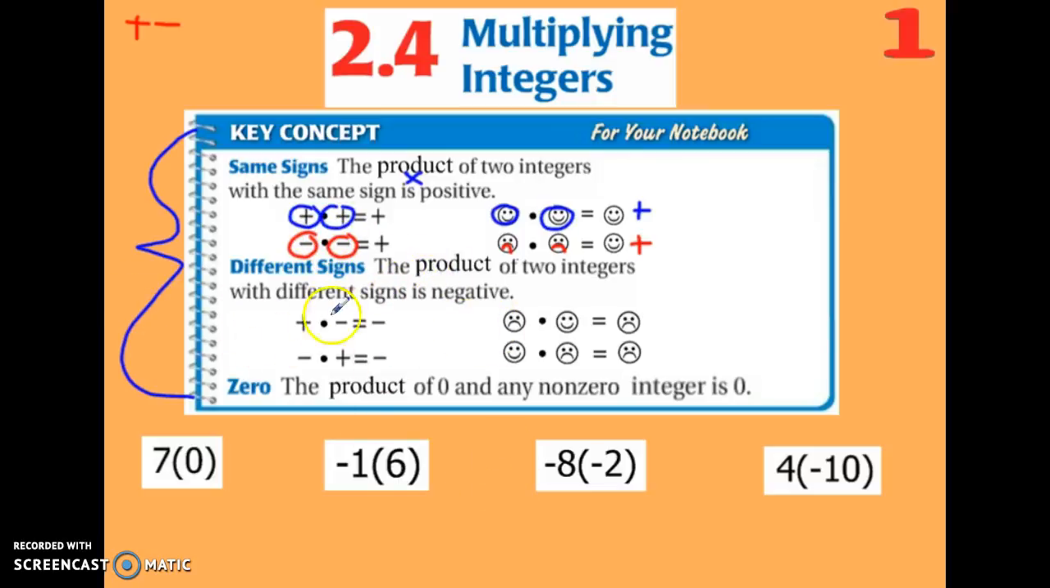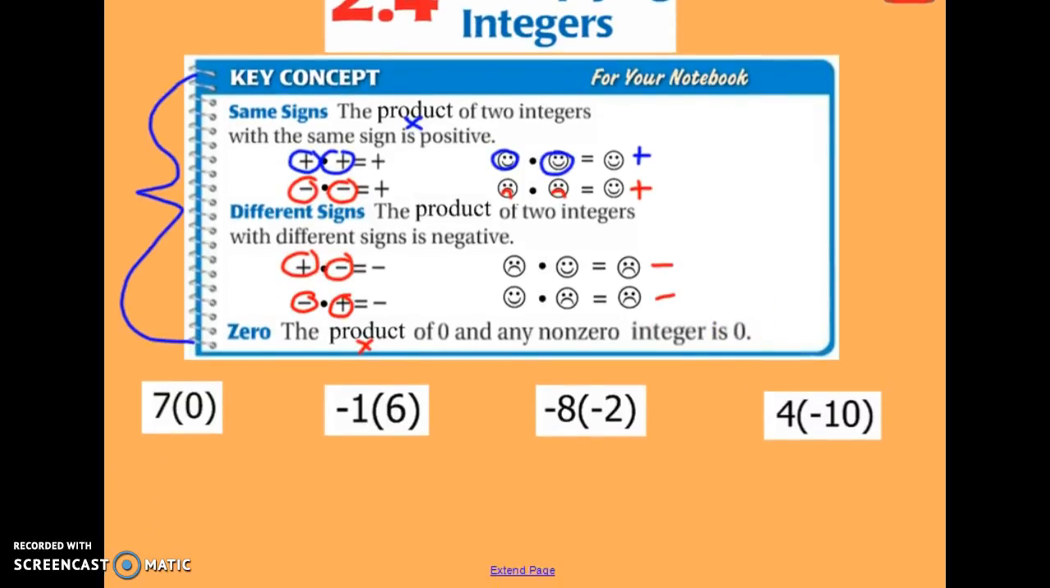But if you have one person that's sad and one person that's happy, they're not going to get along. Your answer is going to be negative. It's not going to work. Same thing here, the other way around: negative and positive, they also won't get along. The answer will be negative. And then last, down here it says the product, or multiplying, 0 times any non-zero number is just 0. So 0 times anything is just 0.